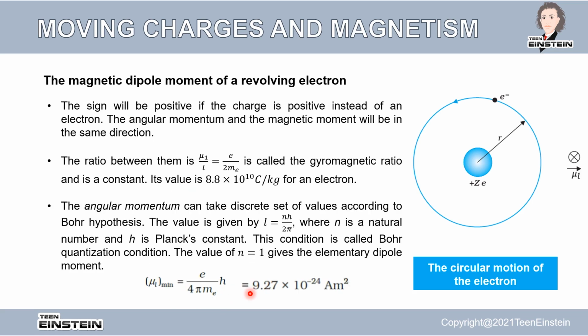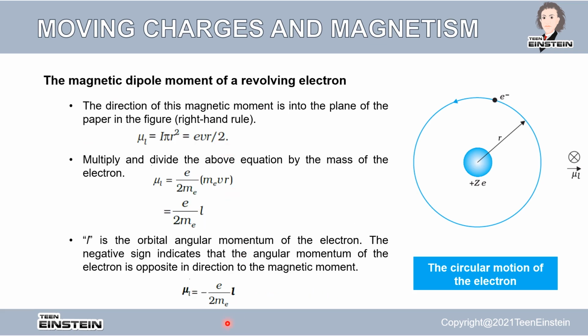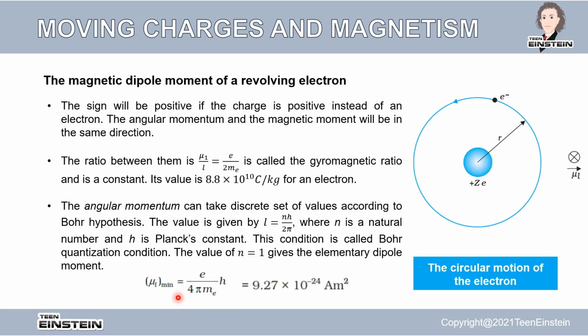We already talked about this. If you have a positive charge, then the magnetic moment will be along the angular momentum. Now, let's take the ratio between these two. We are just going to bring this L to the left hand side. What do we get? e by 2me. This quantity is called the gyromagnetic ratio, and it has a value of 8.8 multiplied by 10 power 10 coulomb per kilogram for an electron's mass.